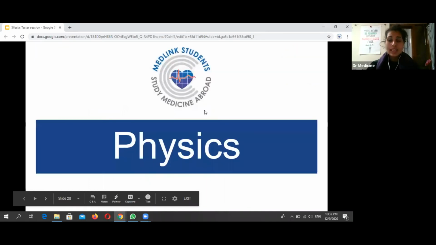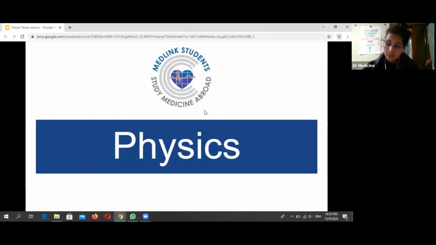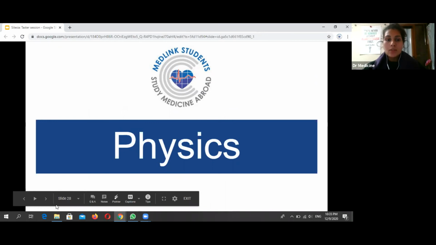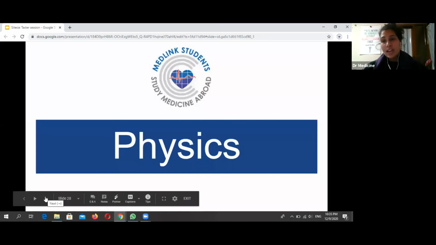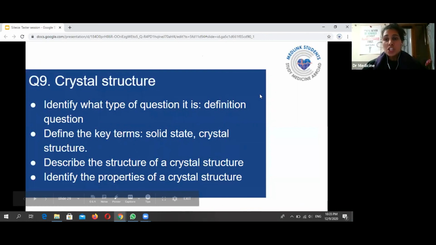Right, and quickly, time 10:35, so 8:35. Now we'll look quickly at physics. Physics is not my forte, but we'll have a go. I chose quite an easy one, the crystal structure. But the whole point of this taster session is to look at how to structure these answers, whatever question we come across, okay? So I chose just this one, a crystal structure, which could be seen as a definition question.